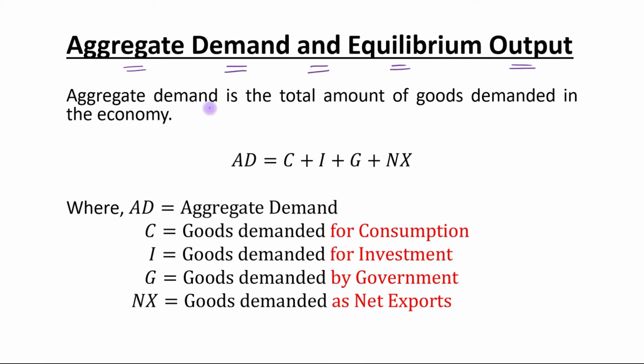Aggregate demand is the total amount of goods demanded in the economy, that is AD equals C plus I plus G plus NX, where AD equals aggregate demand, C denotes goods demanded for consumption purposes, I denotes goods demanded for investment purposes, G denotes goods demanded by the government, and NX means goods demanded as net exports, where net exports means exports minus imports.